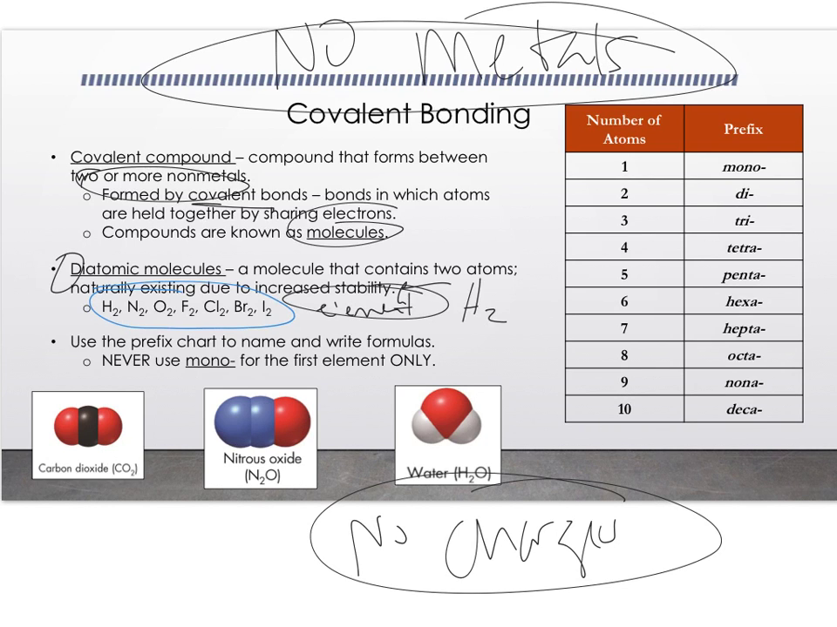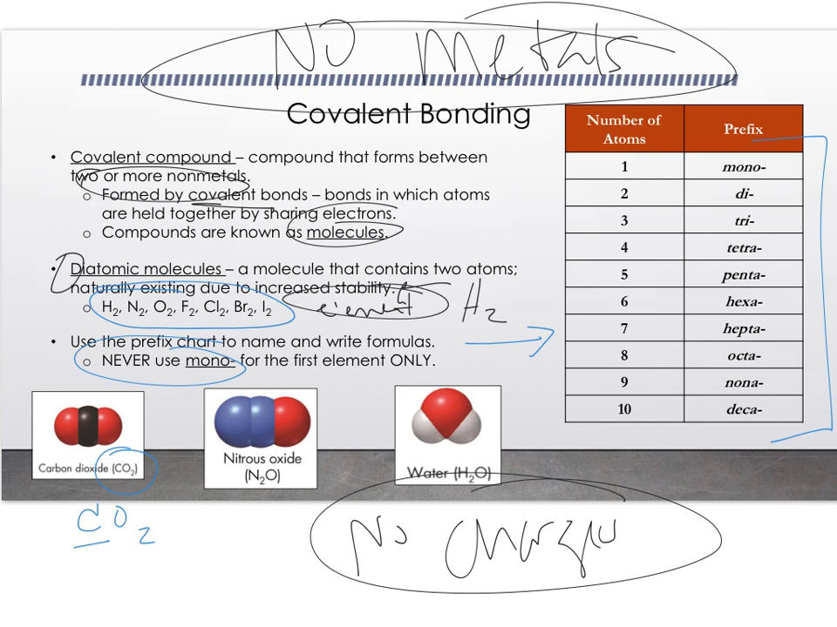So then whenever we name and write formulas, we're going to be using this prefix chart. And the only rule that we have to remember is never use mono with the first element only. So if there's only one element of the first molecule, we never say mono. For example, carbon dioxide. We don't say monocarbon dioxide, we just say carbon dioxide. You don't have to write mono with the first element.